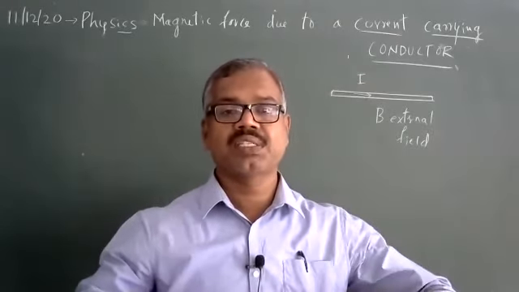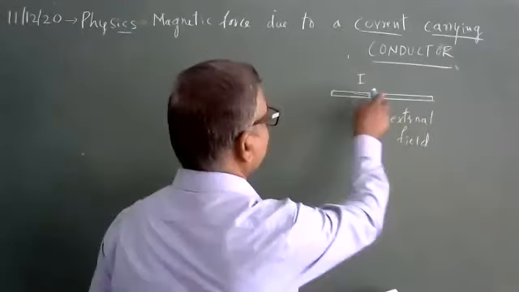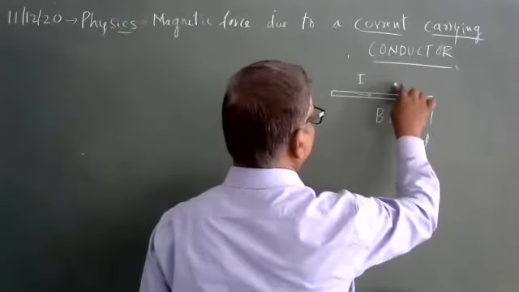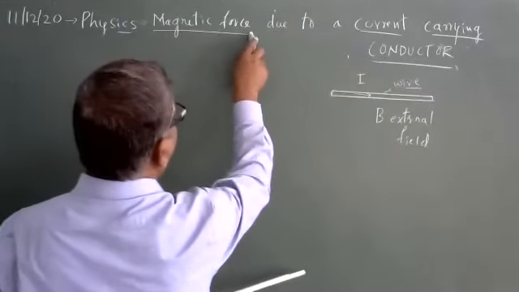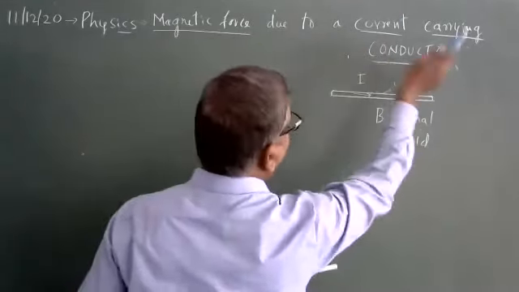Now you have a wire which is carrying some current I. This is your wire. And I need to have an expression for magnetic force due to a current carrying conductor.